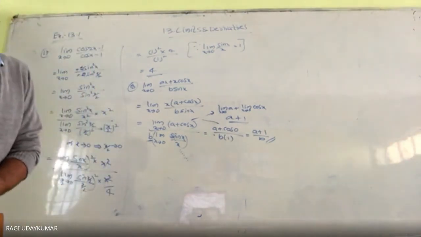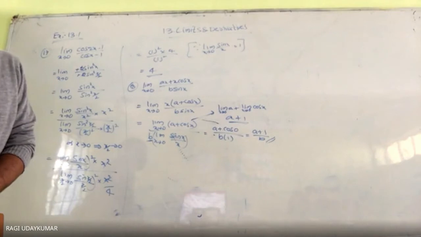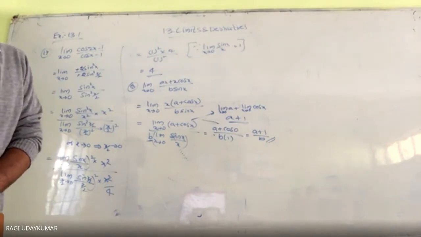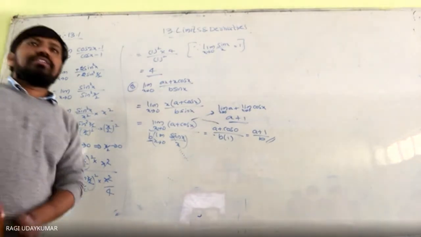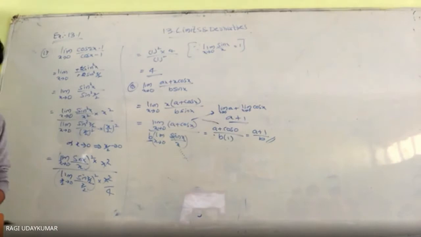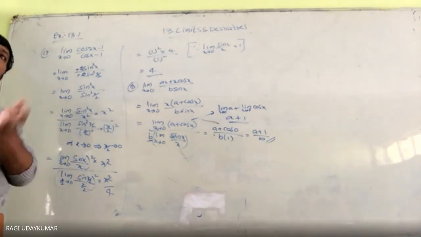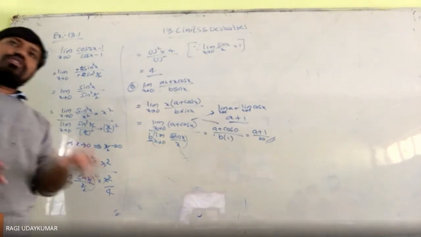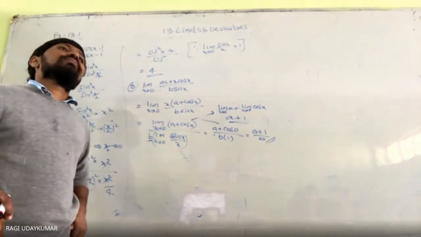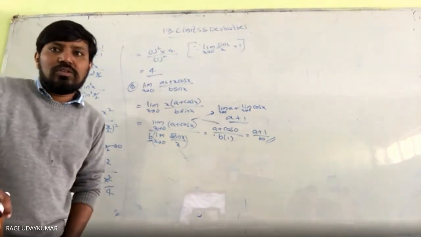So the next question is the 19th one. Limit x secant x. It is very simple. Direct substitution: x secant x. What do you get? 0, because x is 0, and secant 0 is 1. 0 into 1 is 0. So limit x tends to 0 of x secant x is equal to 0.